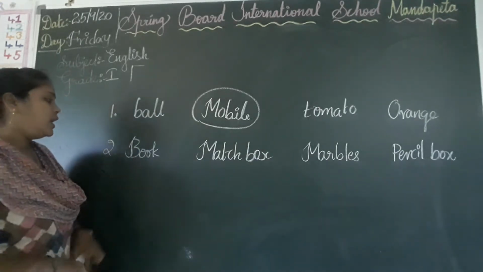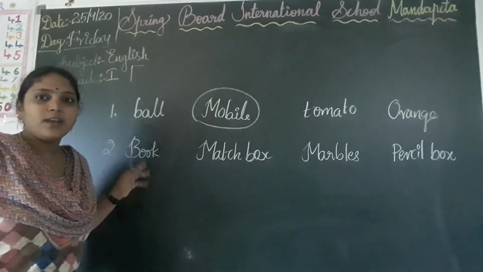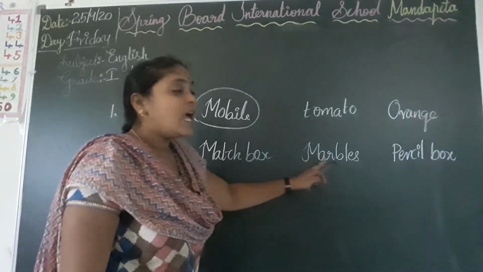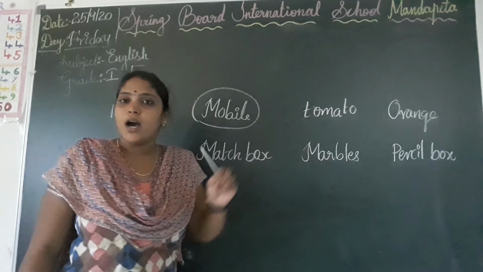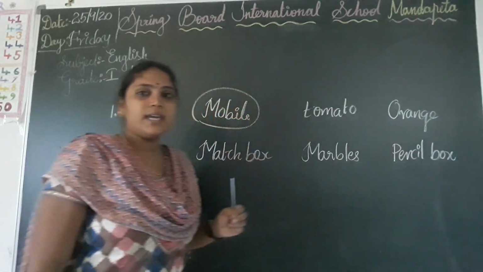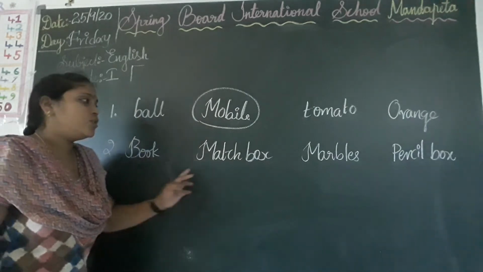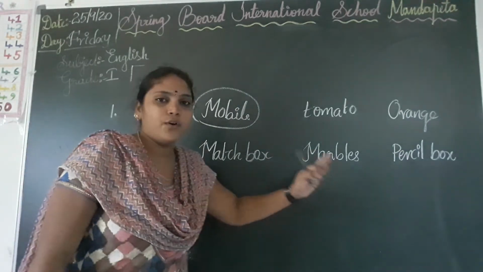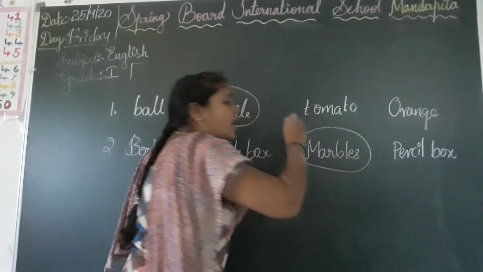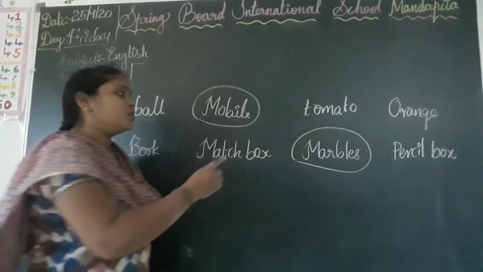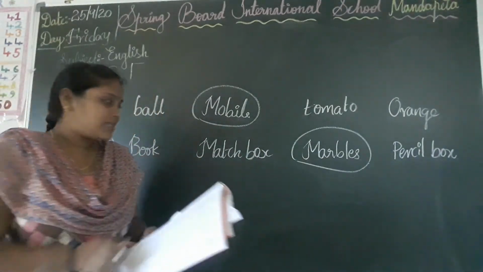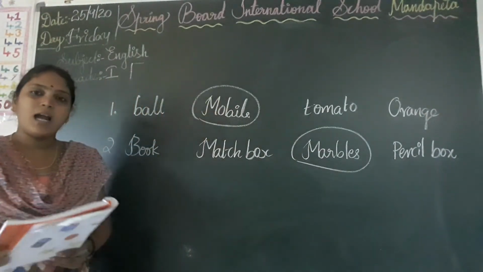And next, check. It is book. The book has a flat surface and the matchbox also has a flat surface. The marble has a circular face. The pencil box also has a flat surface. So if you observe these four, here the marble only has the circular face. So this is the odd one out from these four. Okay, circle these two, mobile and marble.